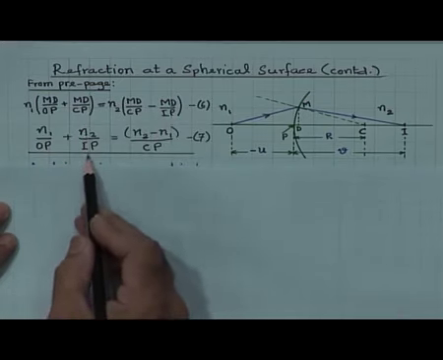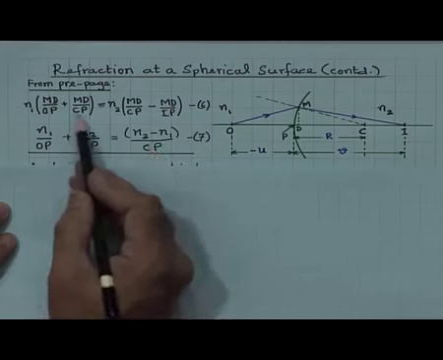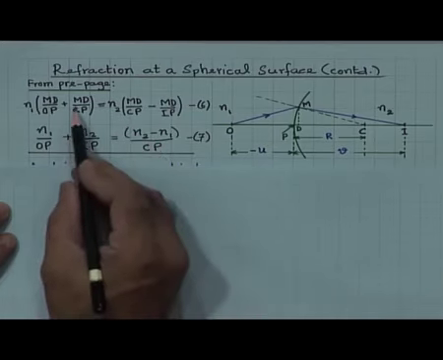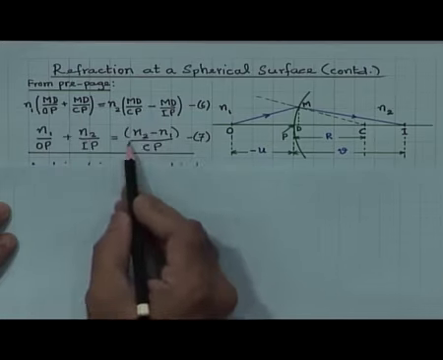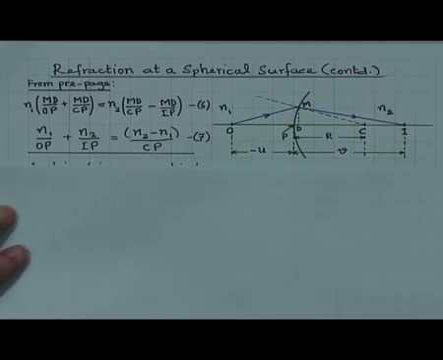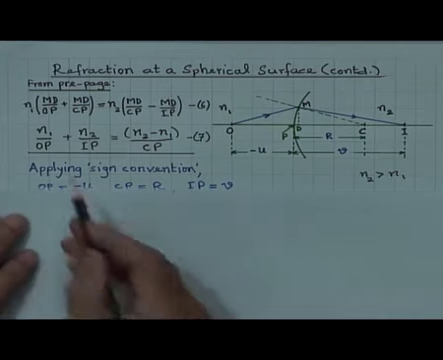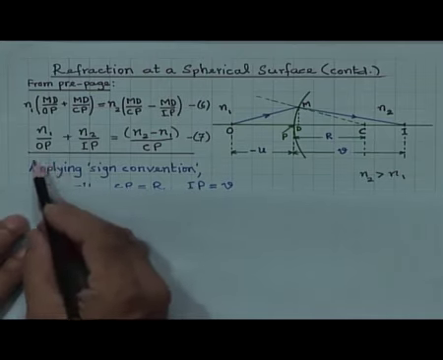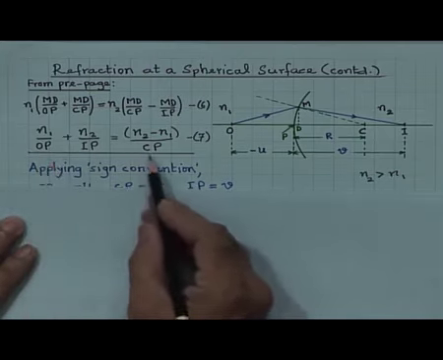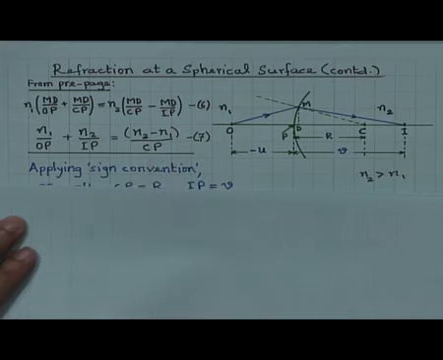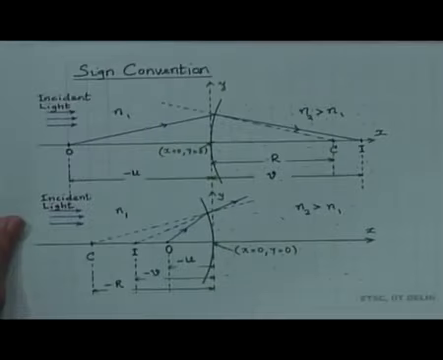So, n2 by I p is equal to, C p was common, and therefore, we take this term to the other side to make it n2 minus n1 by C p. Now, here we have to look at the sign convention. We are going to substitute for O p, I p and C p appropriately. And what is the sign convention? So, just let us very quickly recall the sign convention.